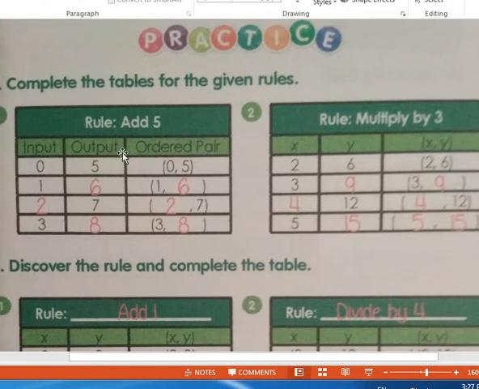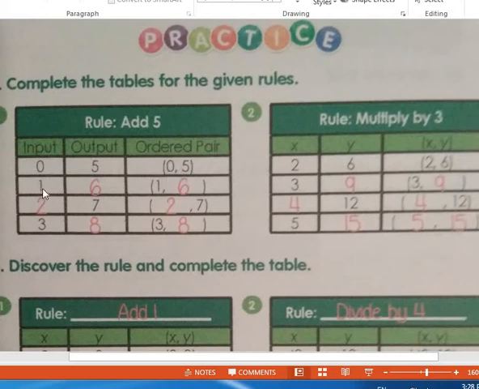Okay. Complete the tables for the given rule. I have to look at the rule. Rule: add 5 to the inputs. When I add 5 to 0, it will give me 5. So the ordered pair will be (0, 5).